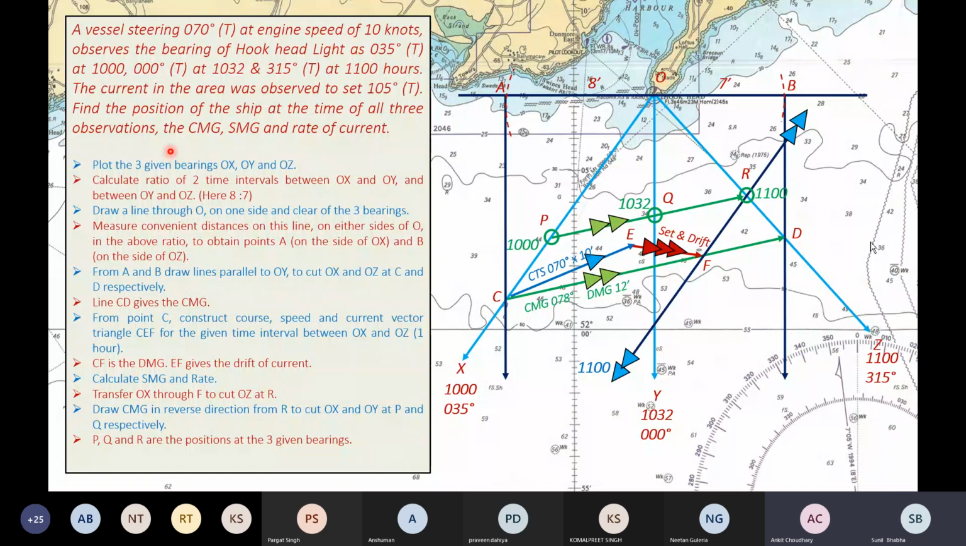So can you tell me now how will it be done? Sir, at point E we cut the arc on the CMG, I think. So beta, first we will draw our CTS as usual.